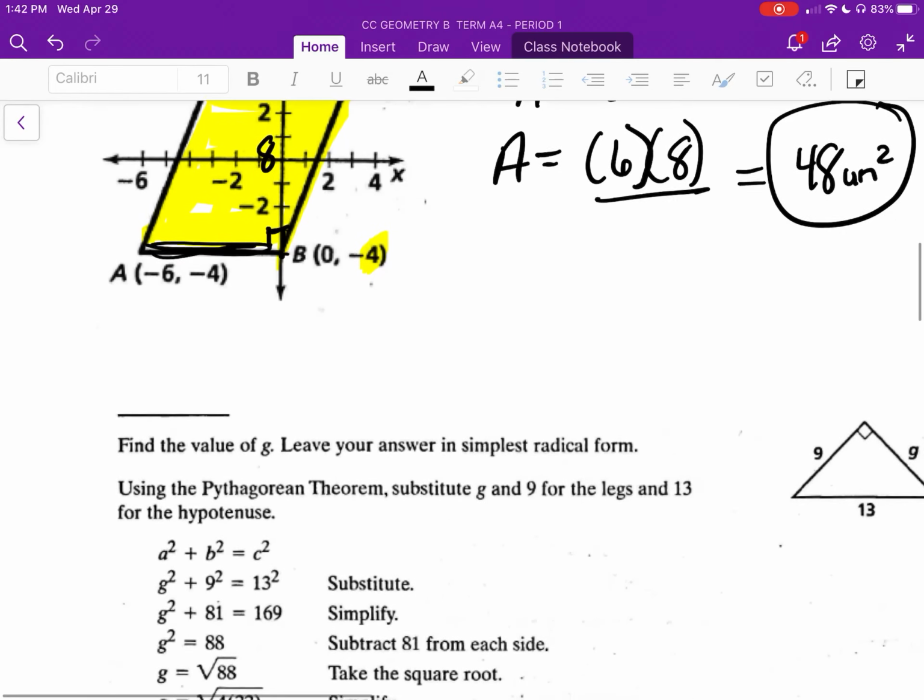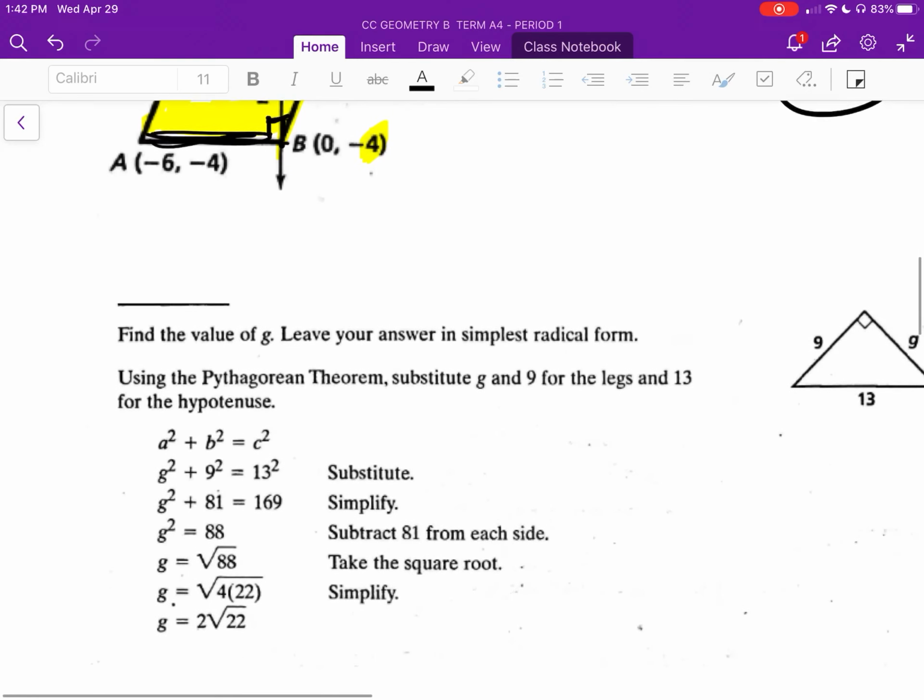So we're going to move on to the Pythagorean theorem in the next video, and we'll be using Pythagorean theorem for the rest of this lesson.